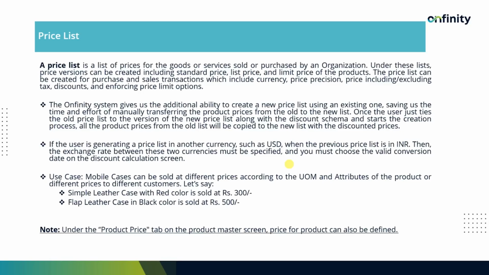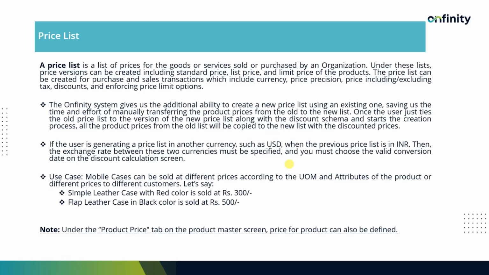Before we move on, here's an important point to keep in mind. In addition to setting prices through the price list screen, you can also define product-specific prices directly under the Product Price tab on the Product Master screen. Here's something useful. The system keeps both tabs in sync. So, if you define a price in the Product Price tab of the price list, it will automatically update the corresponding record in the Product Master's Price tab, and vice versa.